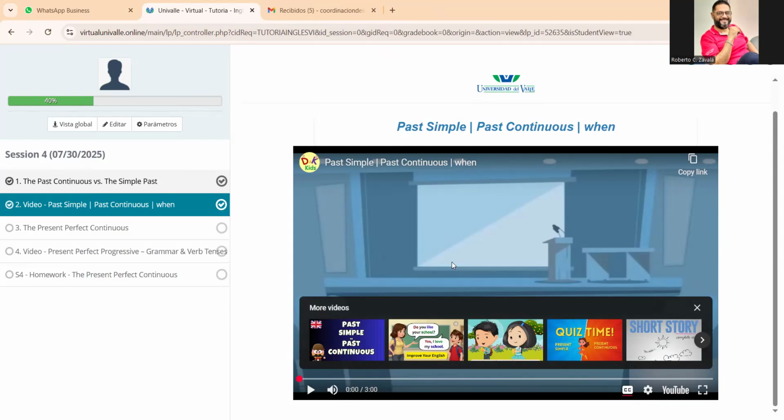The present perfect basically connects the present to the past. Not like simple past. Simple past is just past. Past continuous is just past. The present perfect continuous connects the past to the present. So it has relevance in the present. Okay, let's take a look.